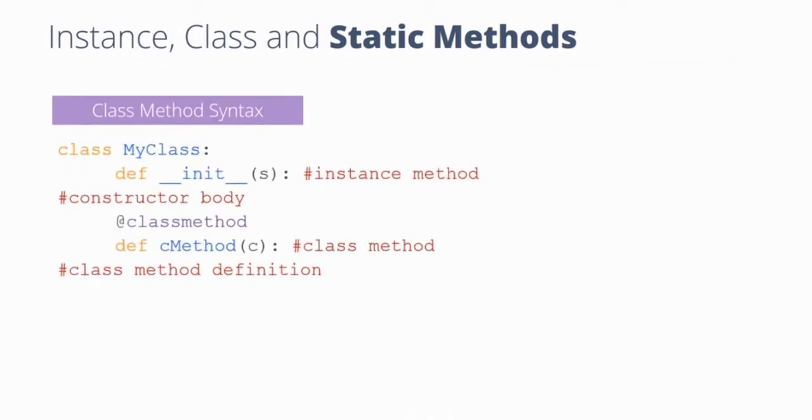Class methods are annotated with class method annotation or decorator. This tells the Python interpreter that it is a class method. They can be accessed by either the class name or an object of the class. These methods take one argument that points to the class itself and not the instance of the class, because of which these methods cannot modify the object state. However, class methods have the power to modify class state that applies to all the instances of the class. Here, the variable C holds the class name and points to the class itself.